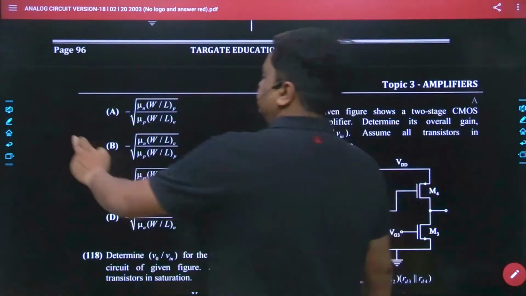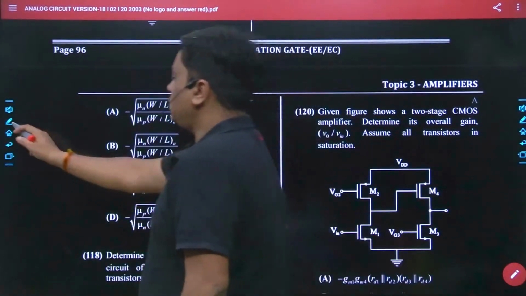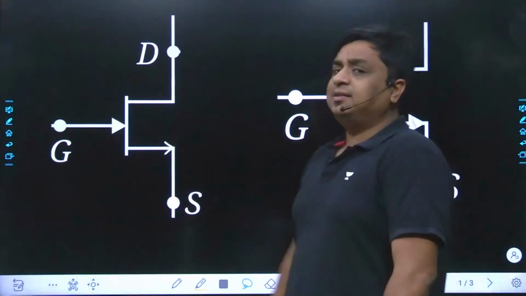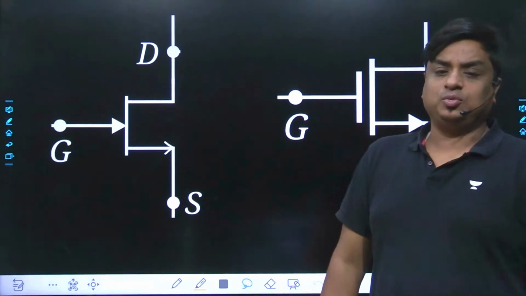So we come back to our working board. So the first and foremost important point, how will I get to know that the AC analysis is to be made or the DC analysis is to be made?